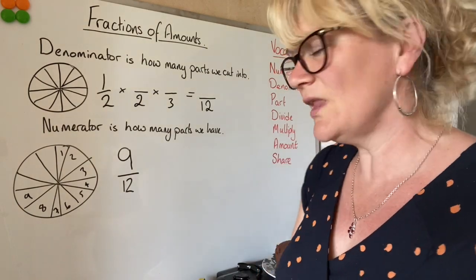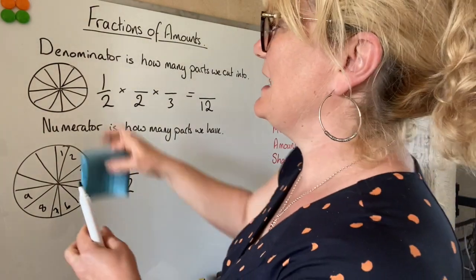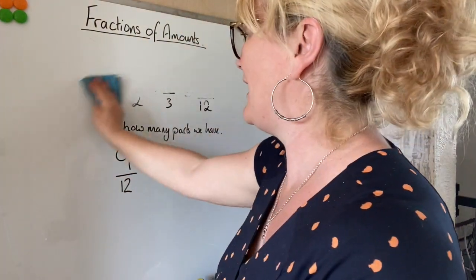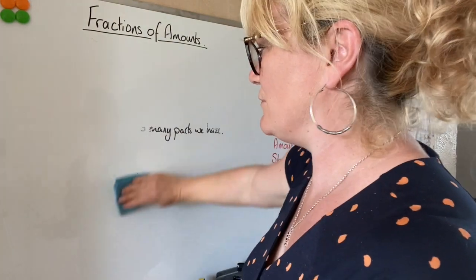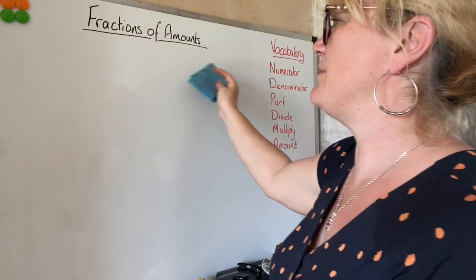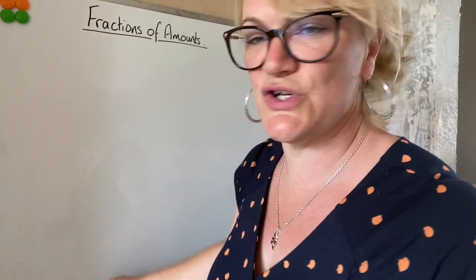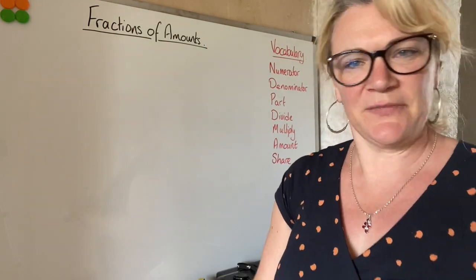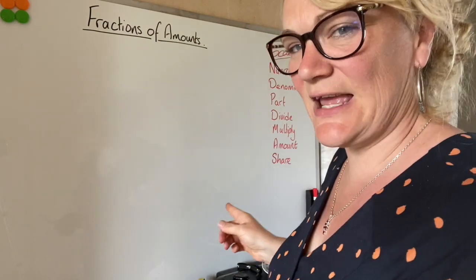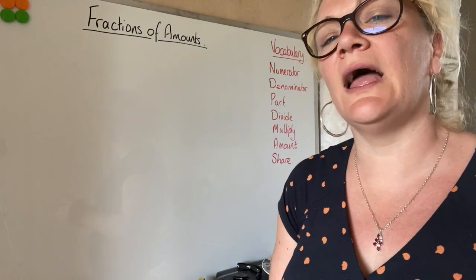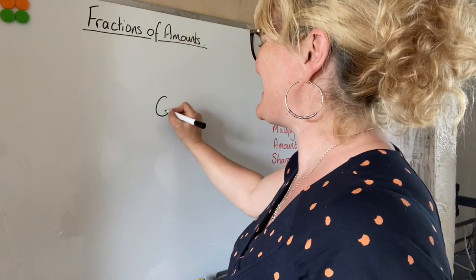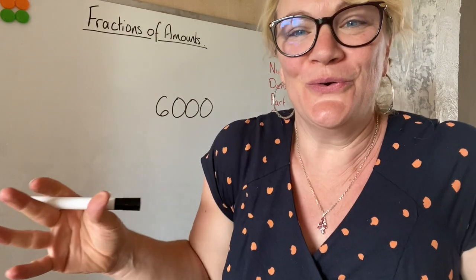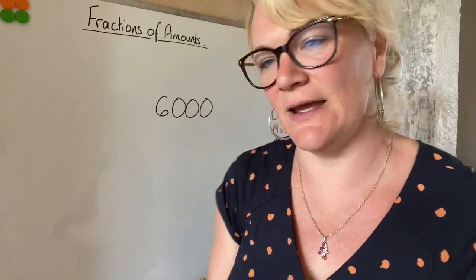Now then, what we're really looking at today is fractions of amounts, and that's how we can work out values from things like that. Sometimes we might need to know what 3/4 of 20 is, or what 4/5 of 70 is, for whatever reason. In this case, I know that my whole cake has got 6,000 calories in it. It's a huge number, but it is a really nice cake.